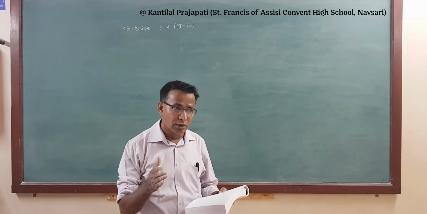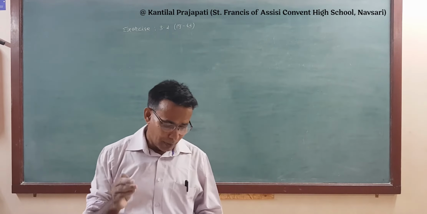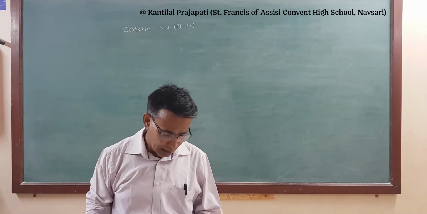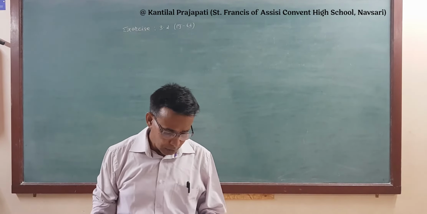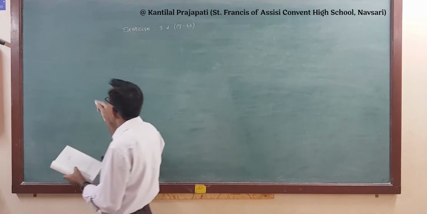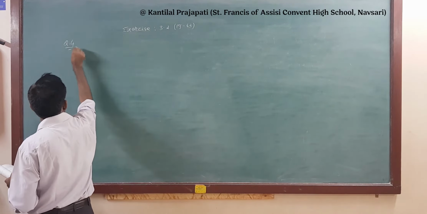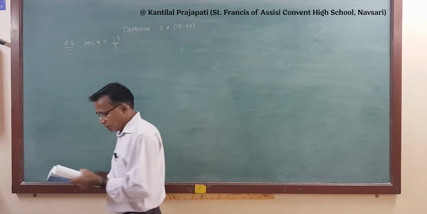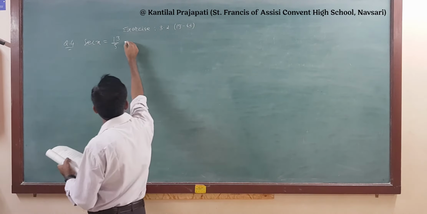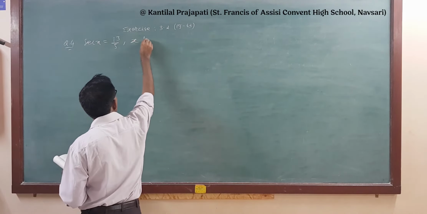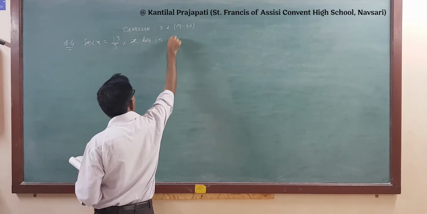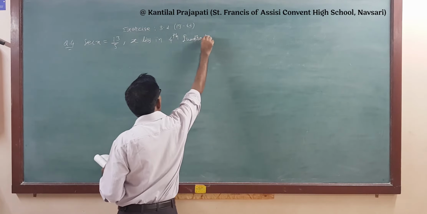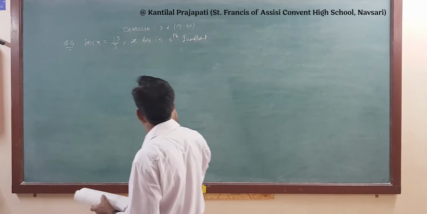Now I am going to solve exercise 3.2. From this I will consider a few examples; the remaining examples you have to solve yourself. So I am taking question number 4. Sec x is equal to 13 by 5. Then find the value of the other trigonometric functions. The second condition given is that x lies in the fourth quadrant.